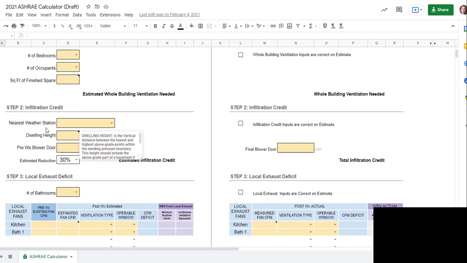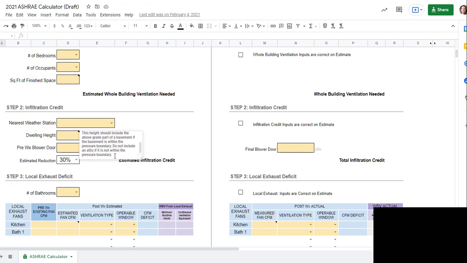So if you go to the calculator and hover over that box, some directions or an explanation pops up, and this is what it says. It says dwelling height is the vertical distance between the lowest and highest above grade points within the dwelling pressure boundary. The height should include the above grade part of a basement if the basement is within the pressure boundary. And then it says do not include an attic if it is not within the pressure boundary.